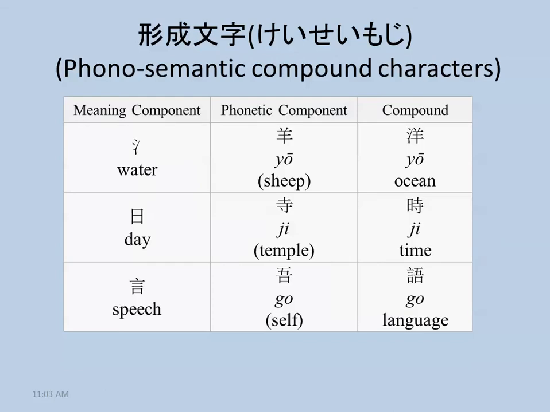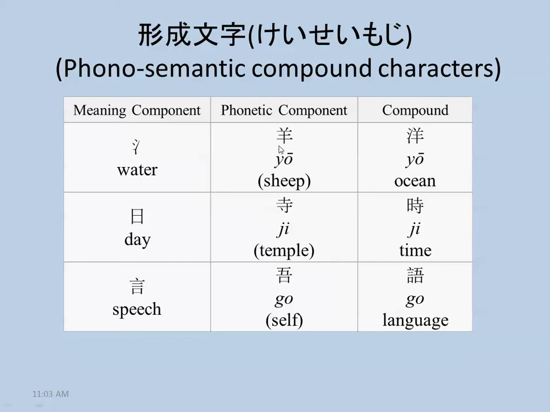So for example, this is the water radical. In this kanji, over here on the right hand side, the radical gives us a hint about the meaning, something to do with water. The right hand side is the phonetic component. This character, this kanji alone, you may not know it, but it's pronounced yo, and it means sheep, as in the animal. Okay.